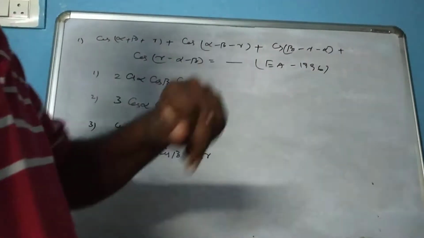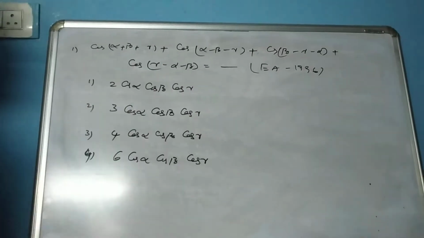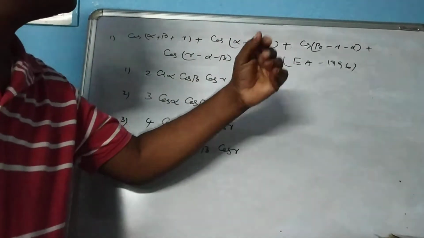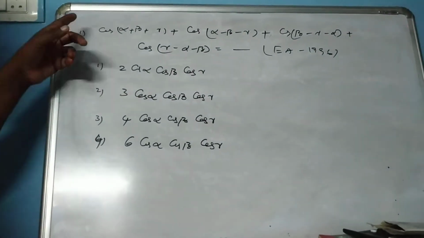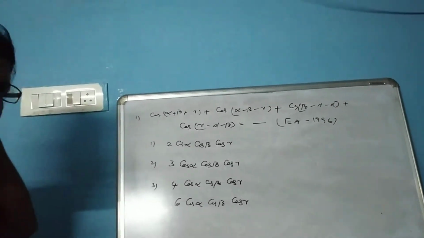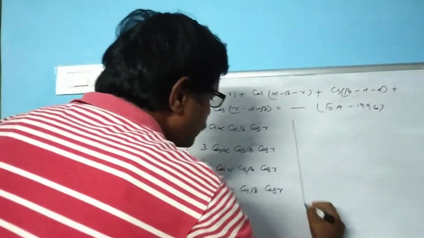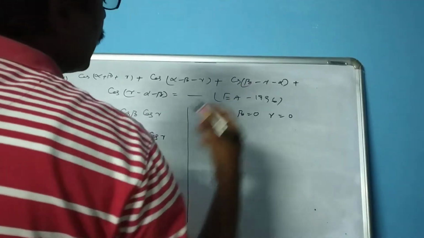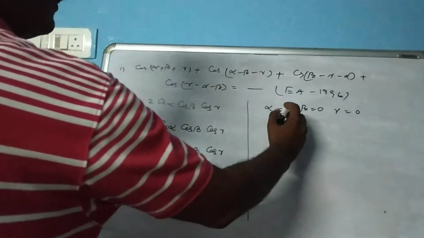cos(beta minus gamma minus alpha) plus cos(gamma minus alpha minus beta) is equal to dash. This is given in MSET 1996. This type of problems has to be solved by using the method of substitution. First suppose I would like to take alpha, beta, gamma is equal to 0 degree.